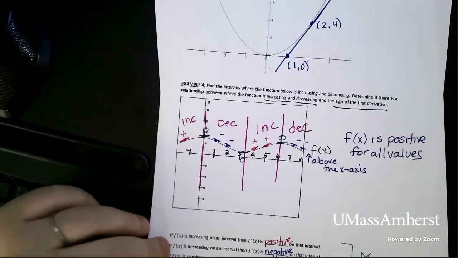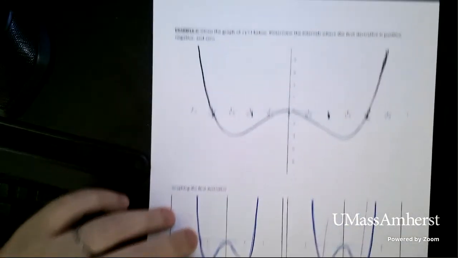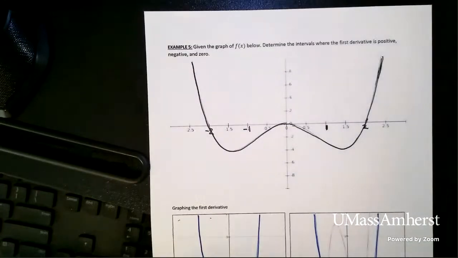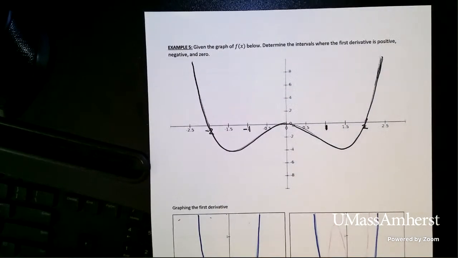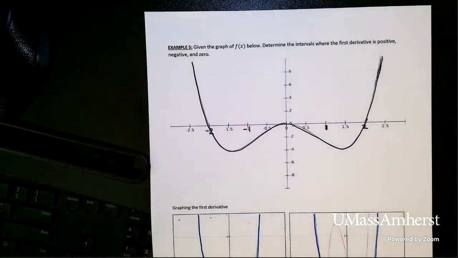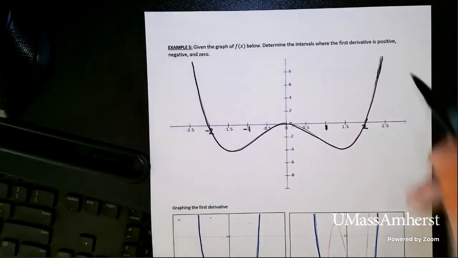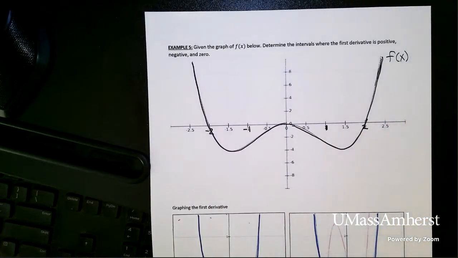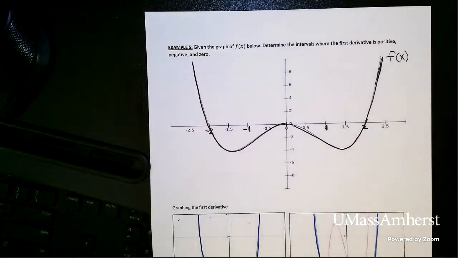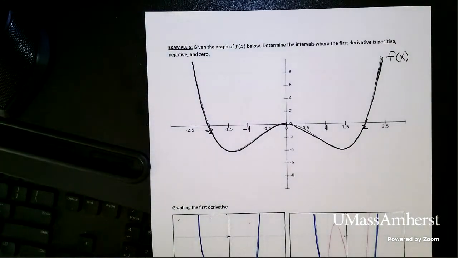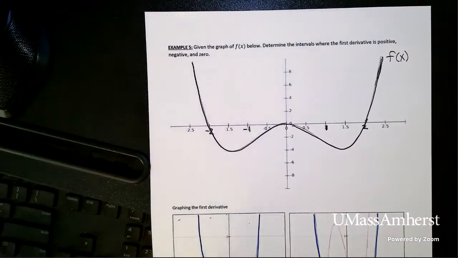Okay, so the next exercise we're going to try here is we're going to take a look at this graph and we are going to determine the intervals where the first derivative is positive, negative, and 0. So this is the original function, f of x, which it says in the setup. And we want to use f of x to figure out where the derivative is positive, negative, and 0. So we are going to be evaluating this function to see where it's increasing, decreasing, and constant.